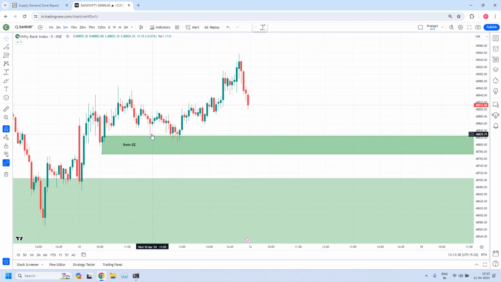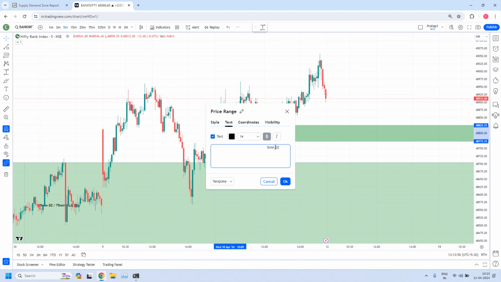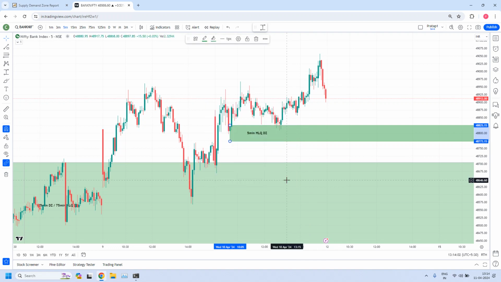See here, this is the first test, this is again the second time. After that, full rejections from this zone. So working very strong. Sorry, this is a 5 minutes high liquidity demand zone. I have to add the word, otherwise the meaning will change. Why are we adding high liquidity zones? To find support and resistance levels, where Nifty might get a support if it is a demand zone.